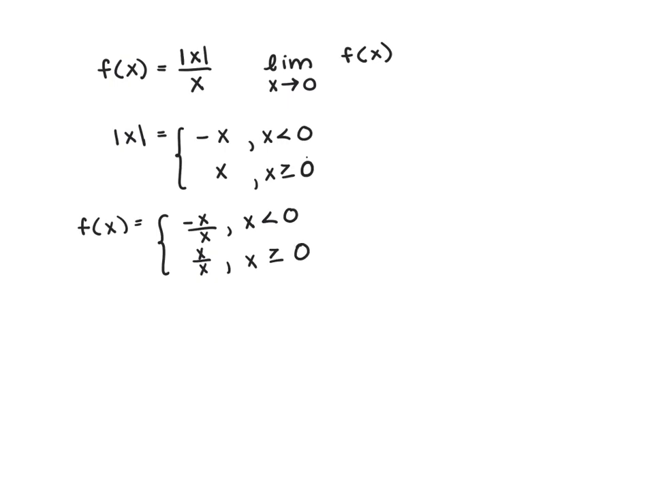We can simplify this one step further because x divided by x will leave me with 1. So here I can rewrite my function as f of x is equal to negative 1 when x is less than 0, and it will be equal to positive 1 when x is greater than 0.